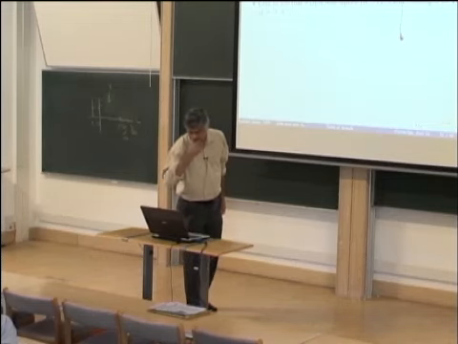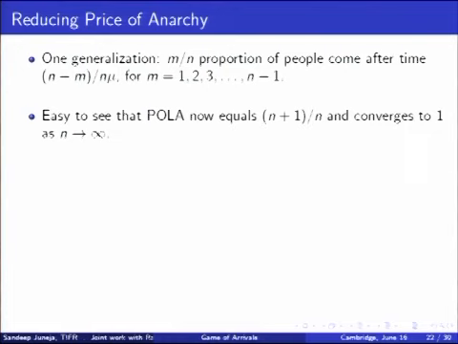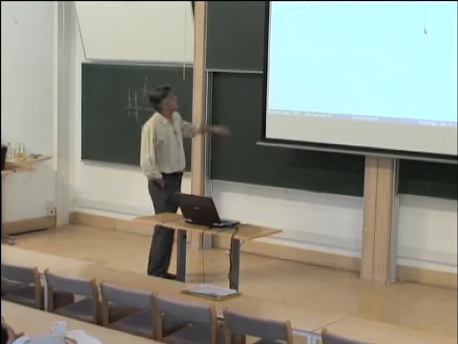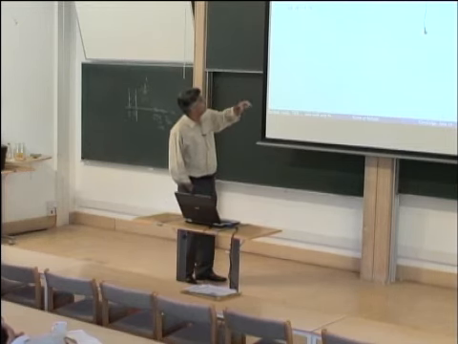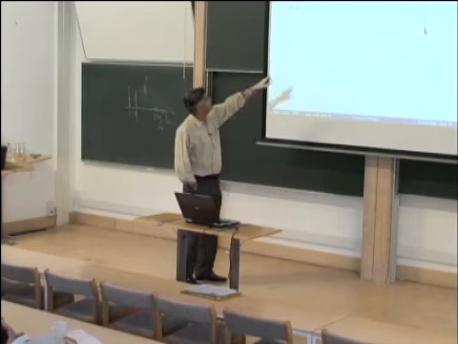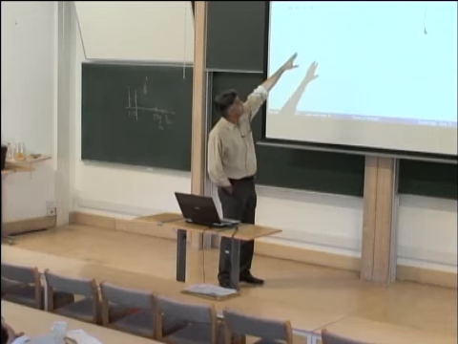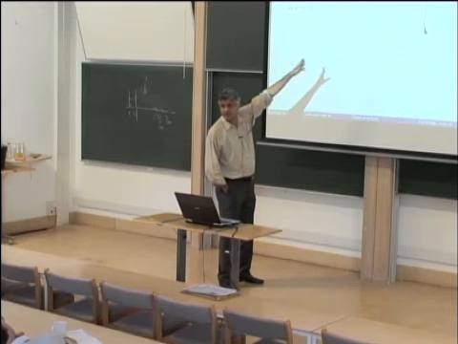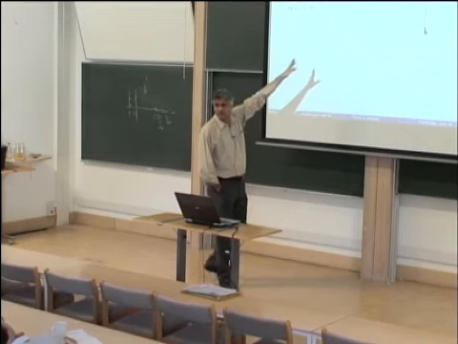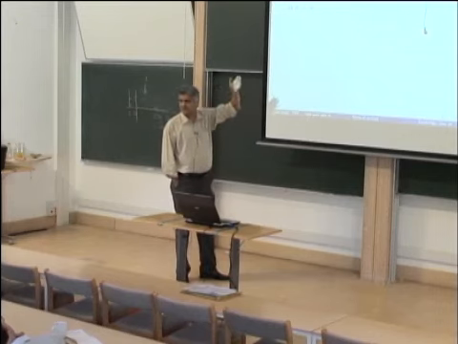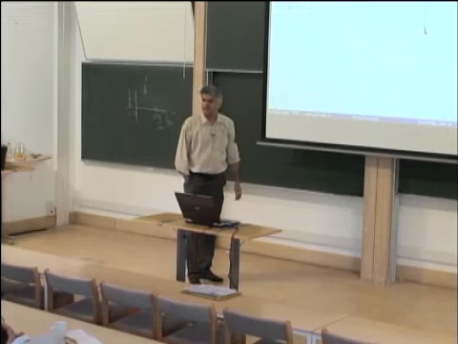So in any case, one can just build upon this idea. If you ask m by n proportion of the population to come after n minus m by mu time, so now we have segmented the population into n different segments. Then you can do similar analysis and see that the price of anarchy is going to be n plus 1 upon n. So it's going to 0, and it's going to 0 at the rate 1 by n. That comes out clearly here.